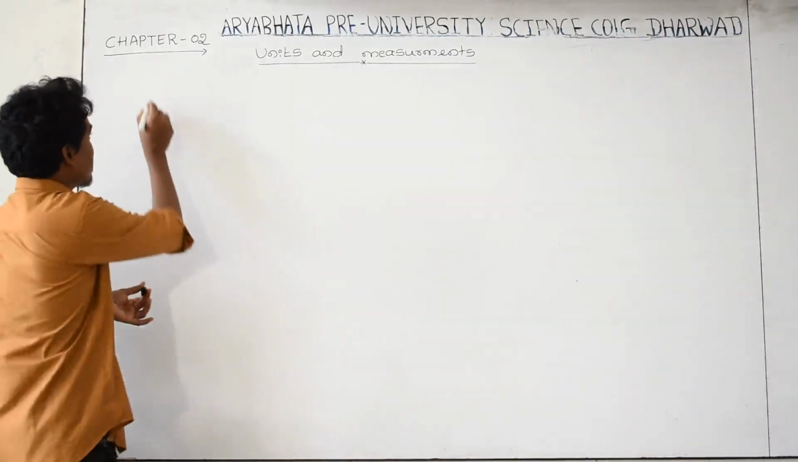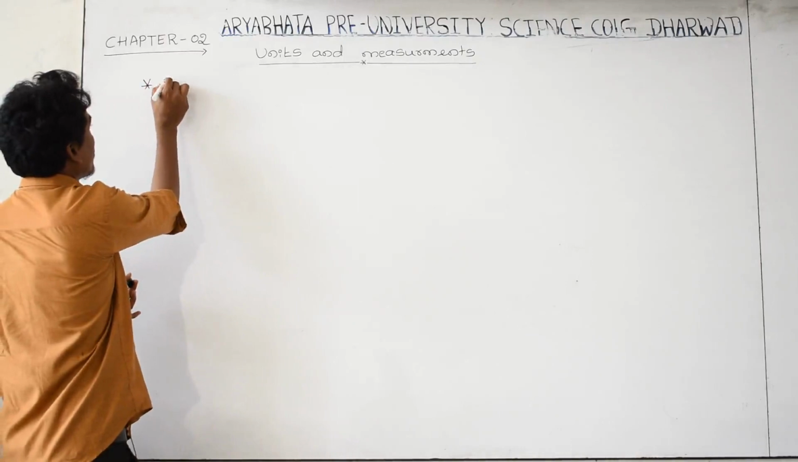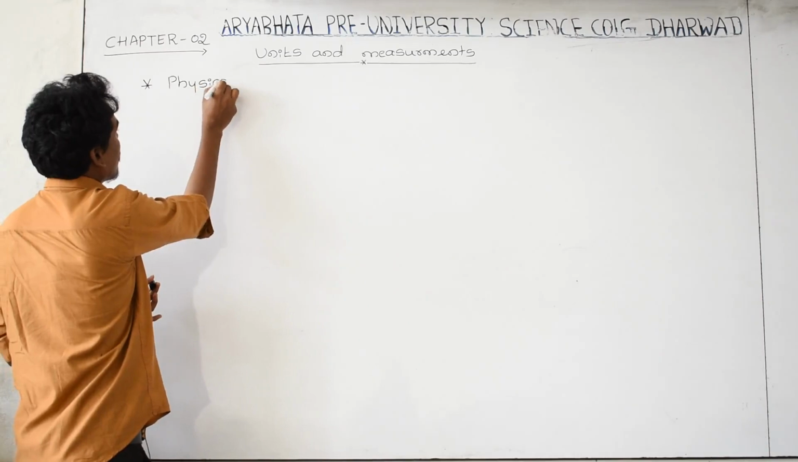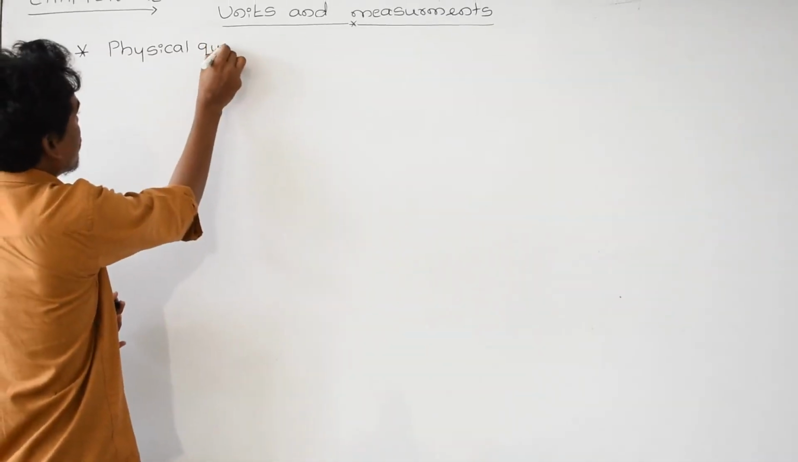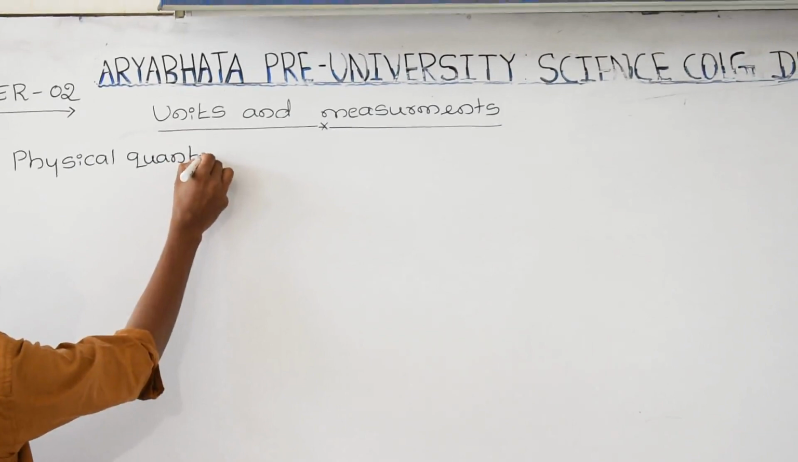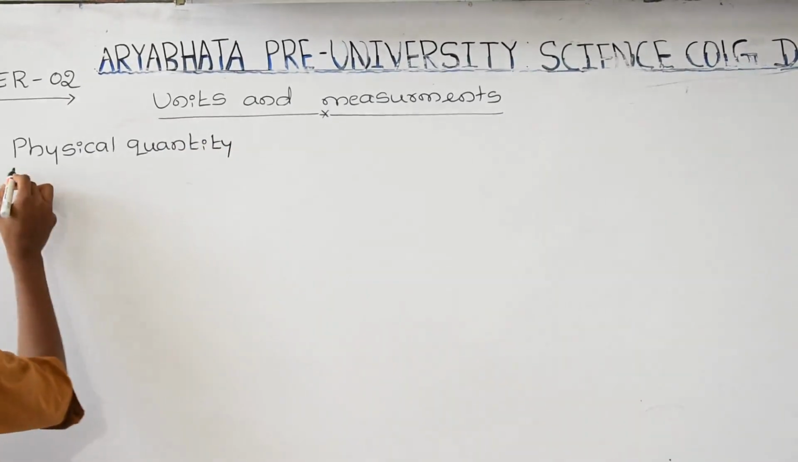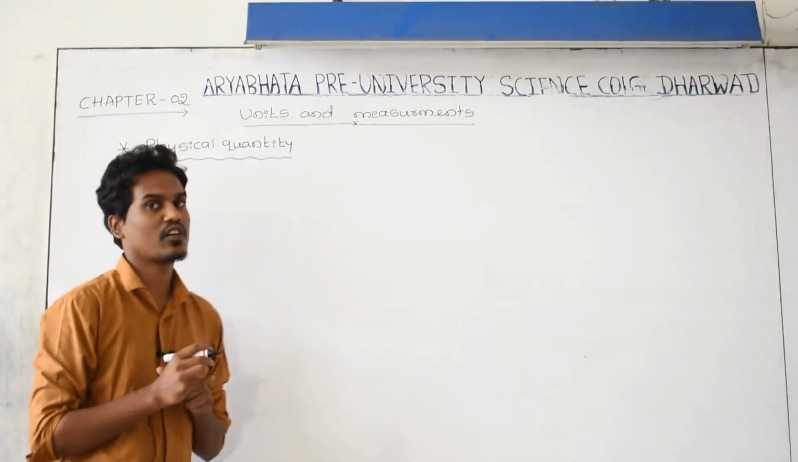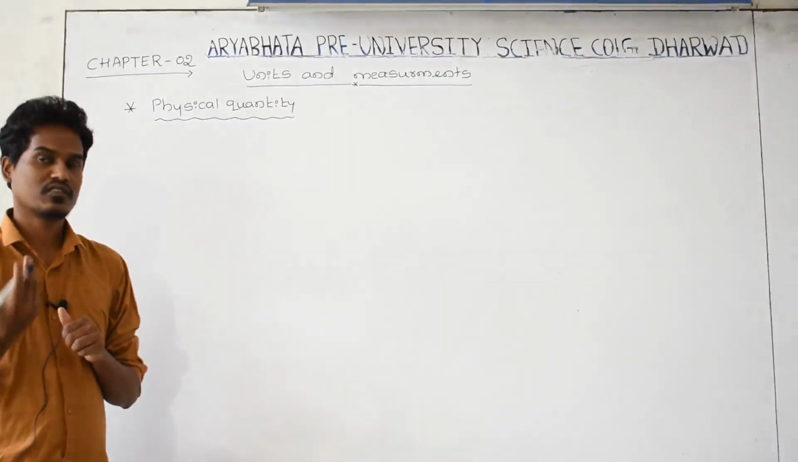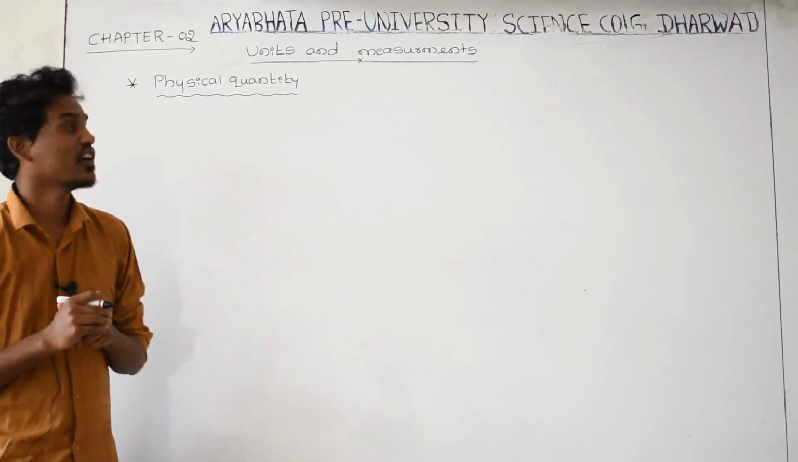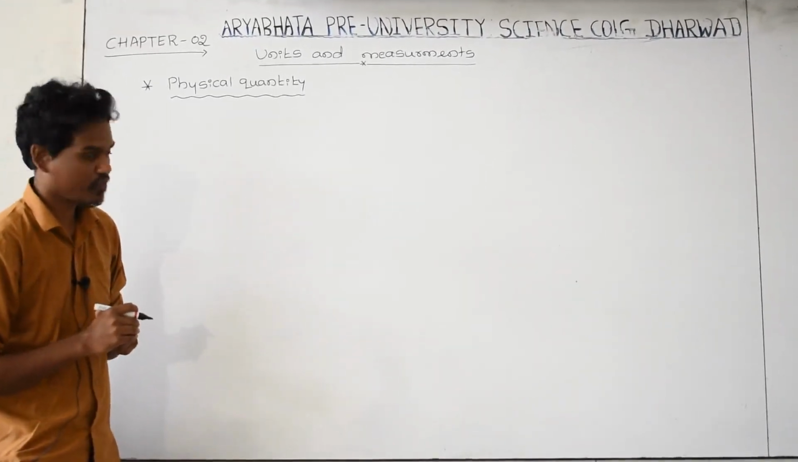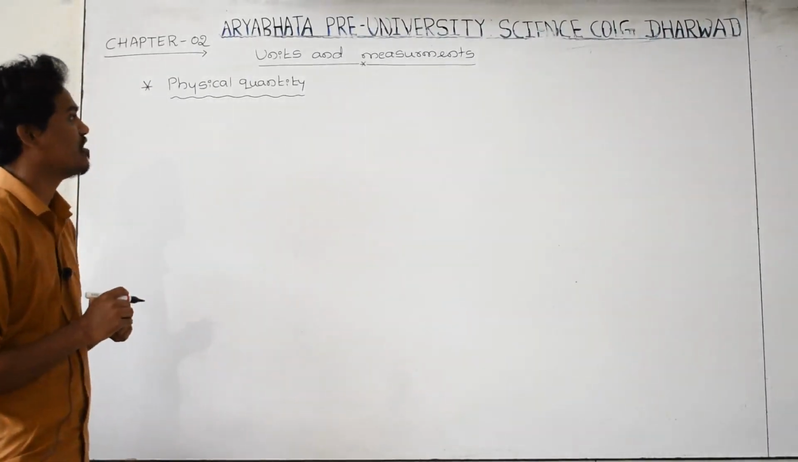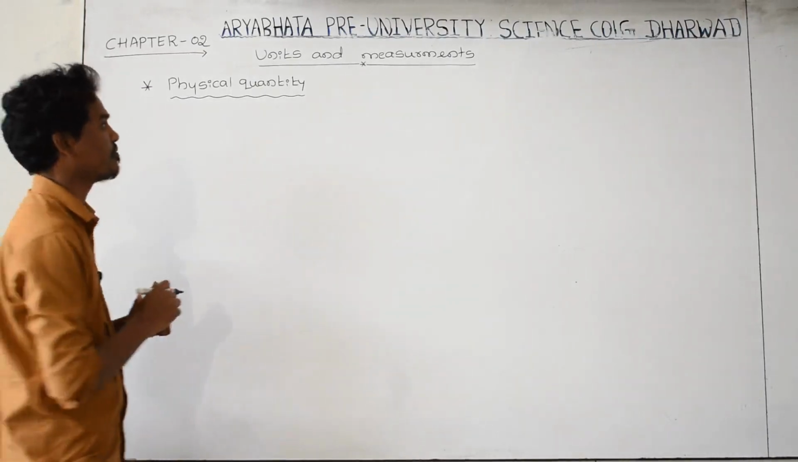First, we will start with what you mean by physical quantity. This is a very important term because in each and every topic you are going to study many physical quantities, how to measure the physical quantities, what their units are, everything regarding units. The basic term in this chapter starts with the word physical quantity. What do you mean by physical quantity?